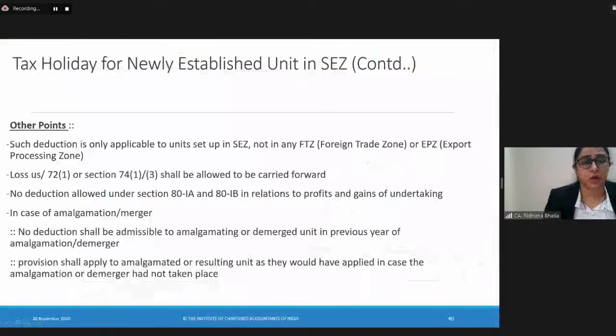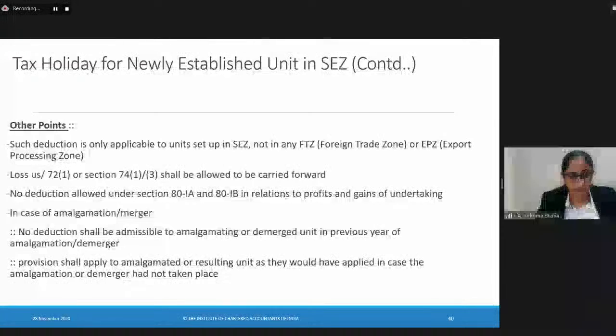Okay, so this is how you will calculate. Don't worry, we'll be doing the question, but a few things which you have to remember in this is that this is for the unit which is located in special economic zone. This is not for the units which are there in your foreign trade zone or your EPZ, export processing zone. But having said that, if the trade zone itself has been converted into a special economic zone, then any unit which is located there will get the benefit for the remaining period.